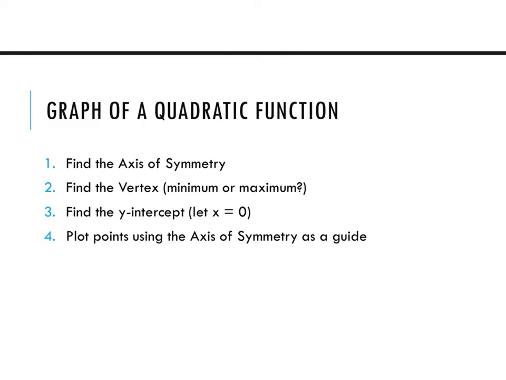Find the axis of symmetry. We talked about how to do that in the last video. We practiced using that formula to find the x-value of the axis of symmetry. You find the vertex. That's where we plug that number from the axis of symmetry back into the original equation and solve for y. And then we find the y-intercepts, and we'll do this here in just a second, where x equals 0, and plot the points using the axis of symmetry as a guide. Go ahead and write those down if you wouldn't mind.